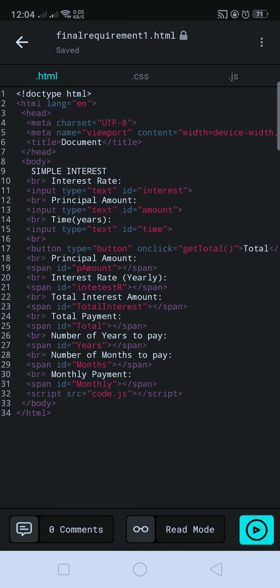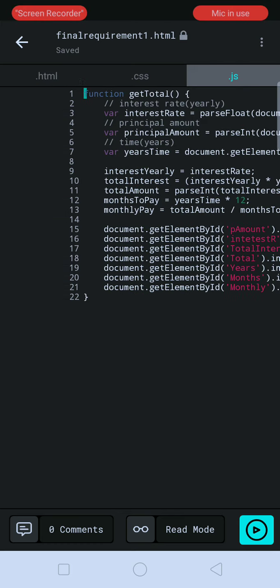Then the script source is equal to code.js. This code will connect JS and HTML. But if you don't have code.js, it cannot connect to JS and it cannot compute. Then we're going to code our JavaScript.